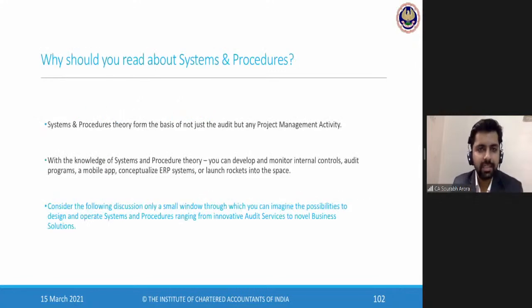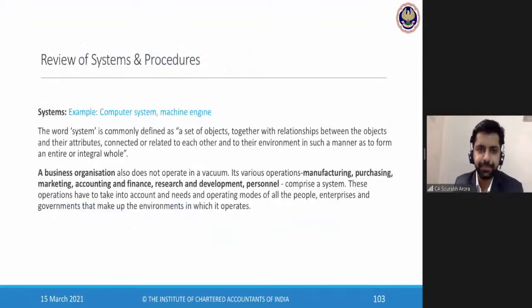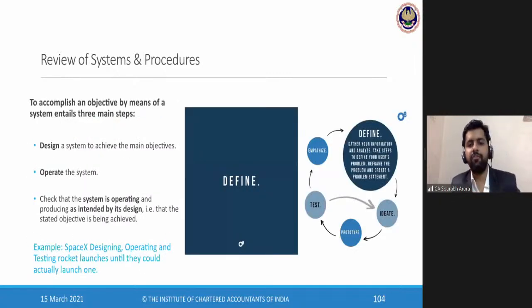So if we have to give one term to all this discussion of system and procedure, we can call it design thinking. So here we discuss the system. And the systems we have already discussed, that the set of objects coming together to form a complete whole, and the objects that form a set are interrelated to each other and to the environment for a common objective. That's the system.